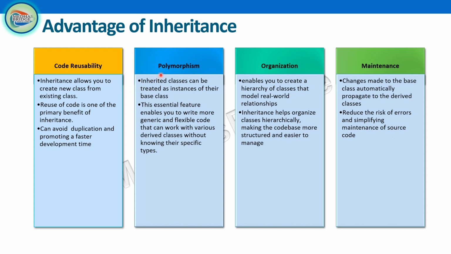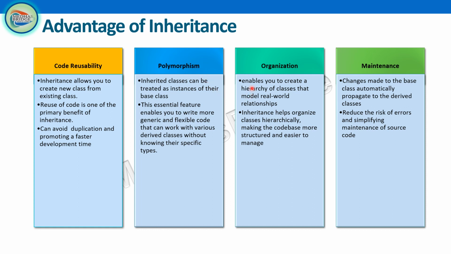On the other hand, inherited classes can be treated as instances of their base class. This feature enables you to write more generic and flexible code that can work with various derived classes without knowing the specific types. We also know this feature as polymorphism.